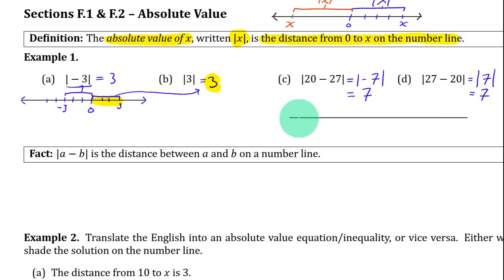So if you have 0 over here, and 5, 10, 15, 20, 25, 30, then 20 is right here, and 27 is about here, a bit past 25. Then the distance between 20 and 27 is 7.